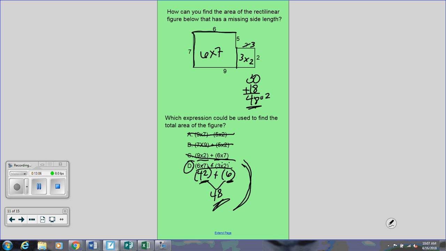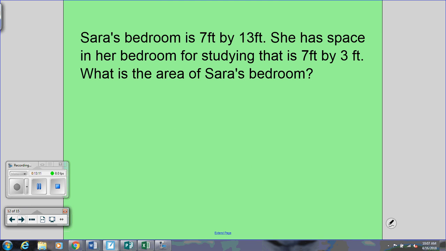Yep. We good? All right, let's try a word problem. Oh. You don't need to write it down. So we have Sarah's bedroom is 7 by 13 feet. She has space in her bedroom for studying that is 7 by 3 feet. What is the area of Sarah's bedroom? Go ahead and read it again in your head. Write an answer sentence. You can draw a line underneath the problem we just did to get this one put up in your notebook. Bedroom is like square.